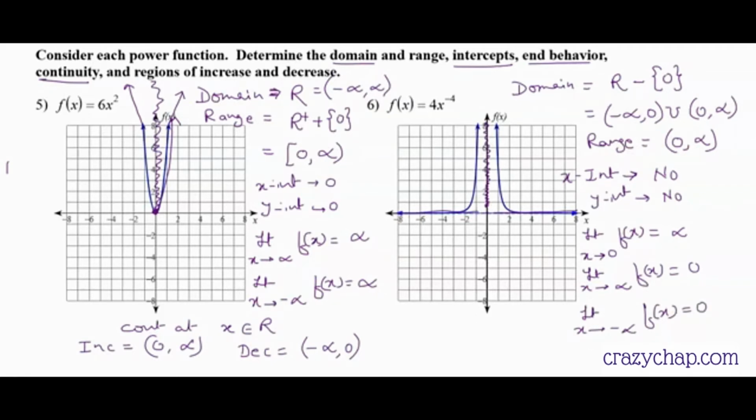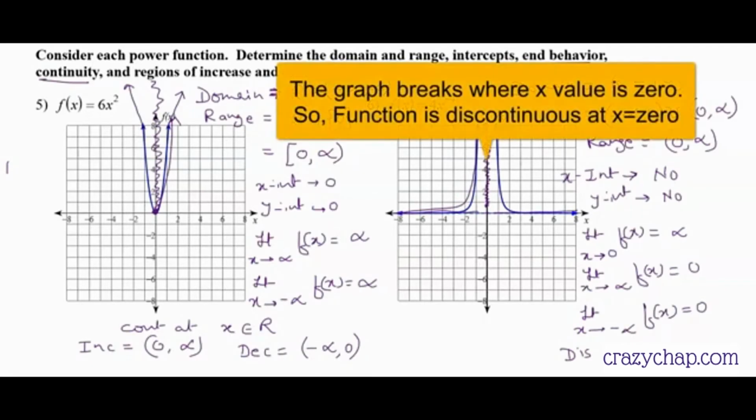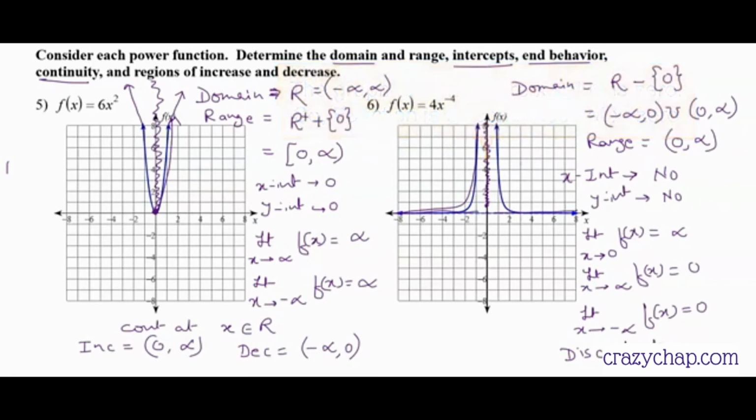Good? Okay. Now let's talk about continuity. The function is not continuous at 0, because when you draw the graph, the left part is okay, but to draw the right part you have to lift the pen and bring it to the positive side of the x-axis. So that is why we say that the function is discontinuous at x equal to 0. Good.